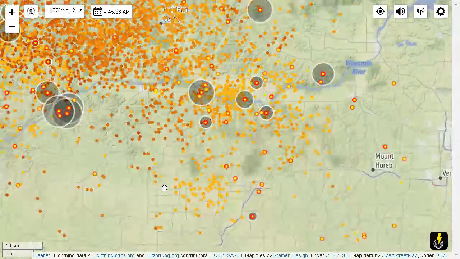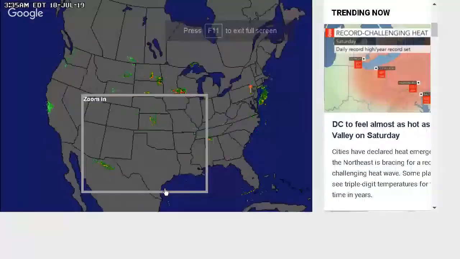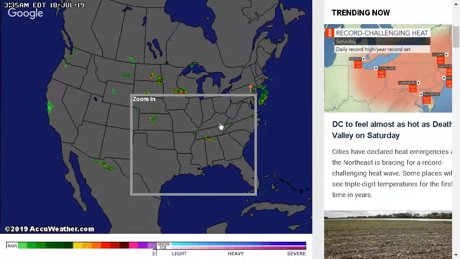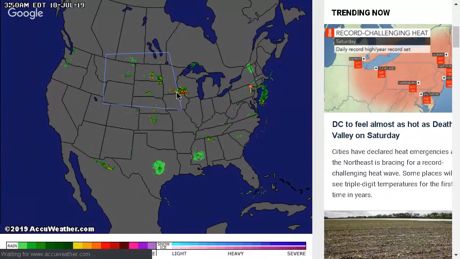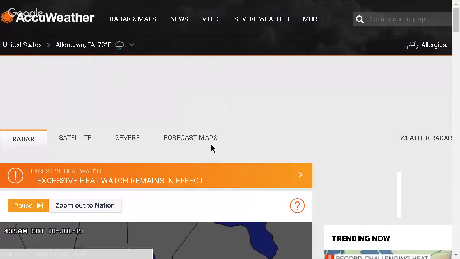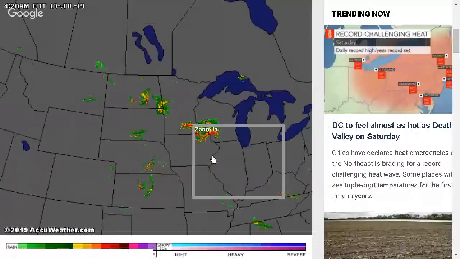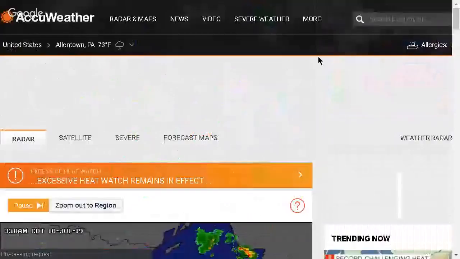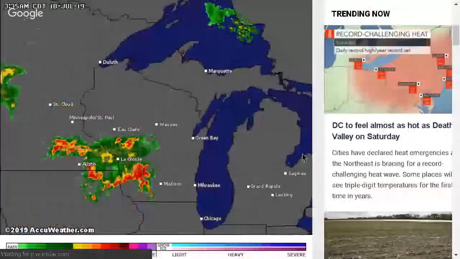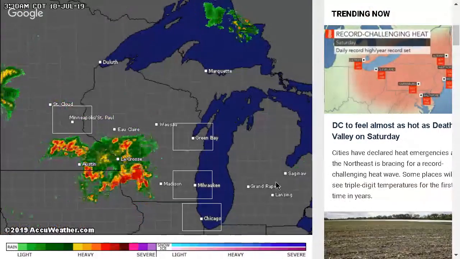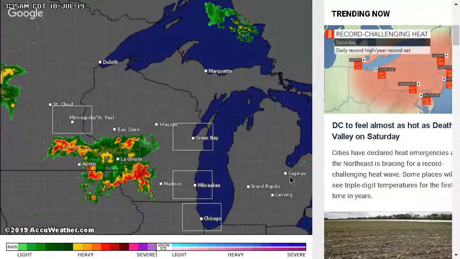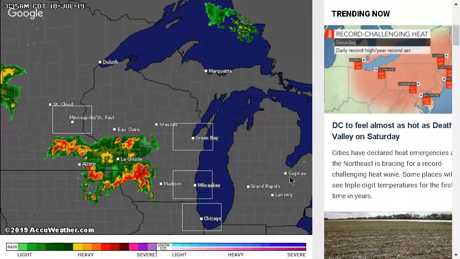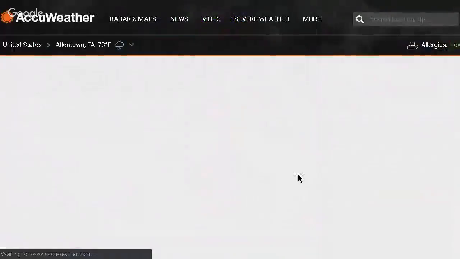Anyway, check out lightningmaps.org if you hear thunder. Save your bacon. There's a storm. Let's zoom in. Zooming in. Captain, sensors indicate possible Sasquatch farts. There are those storms. Madison, you are in the crosshairs. Also Milwaukee. There's going to be a high surf advisory on Lake Michigan in about 2 hours.